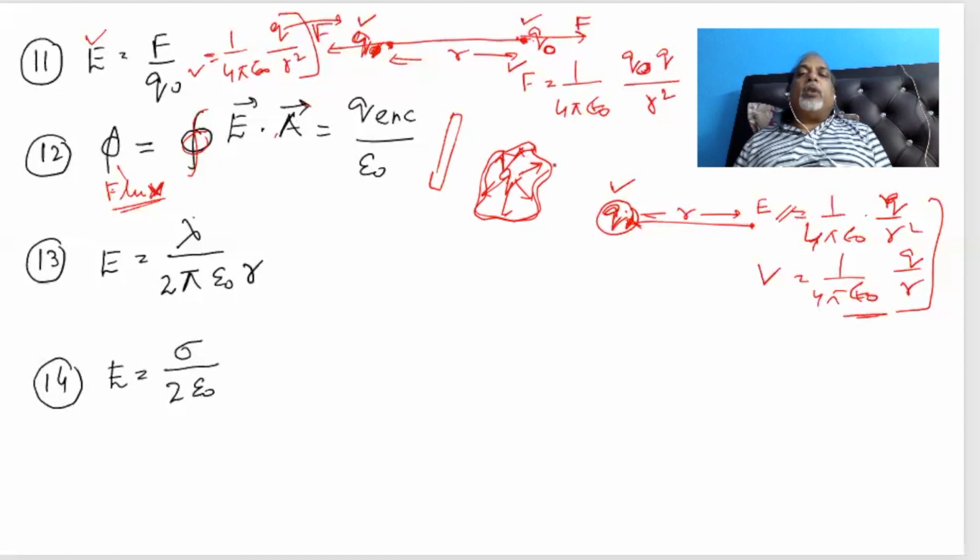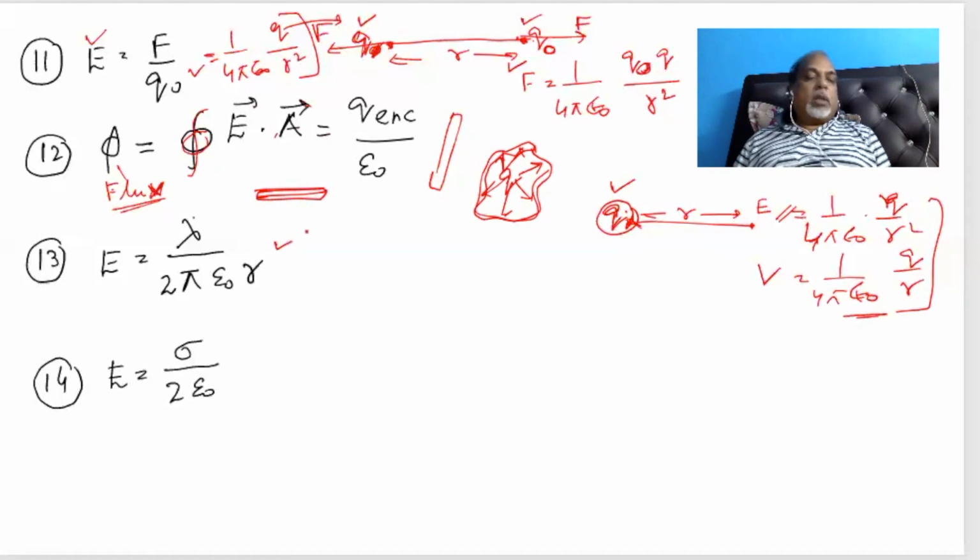So electric field into area, the closed integral of this, will give you Q enclosed divided by epsilon 0. This is the Gauss law, and we had discussed it at length in our video lecture.